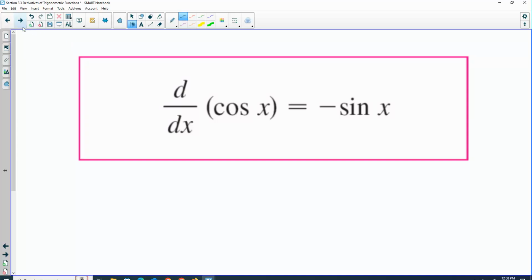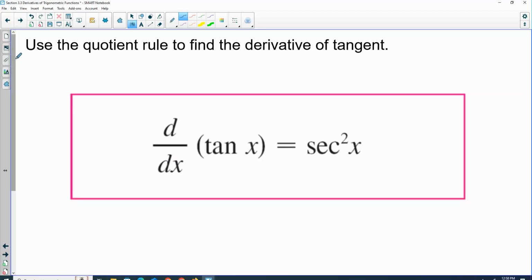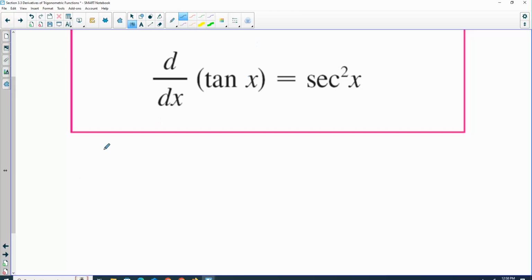What's the abbreviation for cosecant? CSC. But then secant will have a positive cosecant. The derivative of tangent is secant squared. These are a little bit easier to prove. So if you ever forgot one of those, as long as you remember sine and cosine, you could get the others. We know tangent is the same thing as sine over cosine, right?